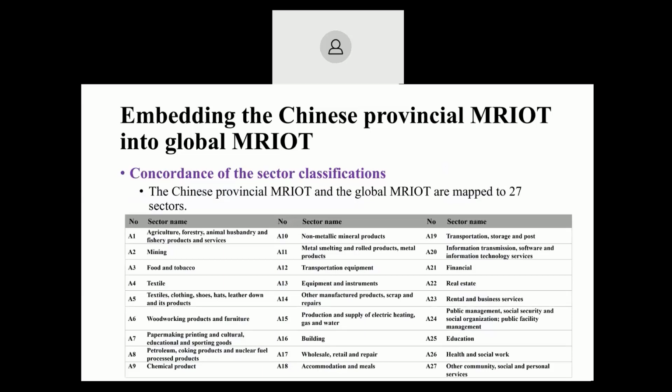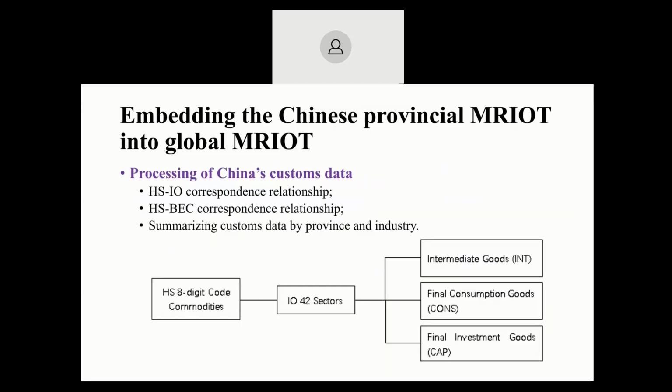Then what we have to do is to map the 2 sector classifications of the global MRIOT and the Chinese provincial MRIOT. In the final model, we will have 27 sectors. Then we need to process the Chinese customs data. Since what we had was at the HS 8-digit level, we need to first map the HS 8-digit codes to the IO sectors, and we also adopt the BEC classification to further decompose these trade flows into intermediate goods, final consumption goods, as well as final investment goods.